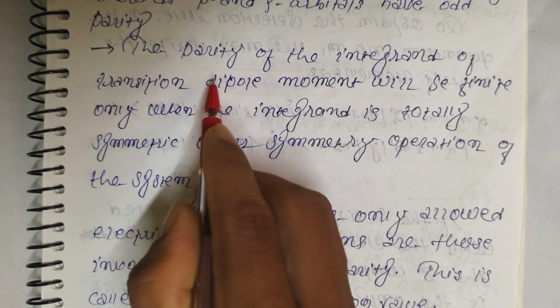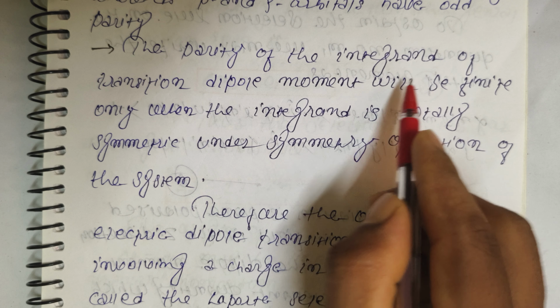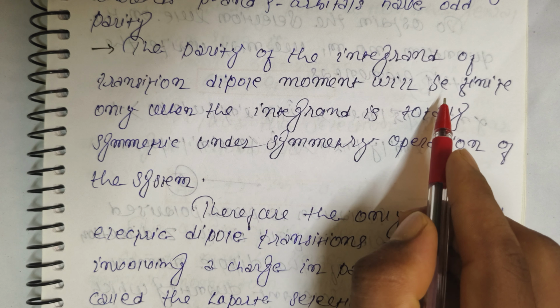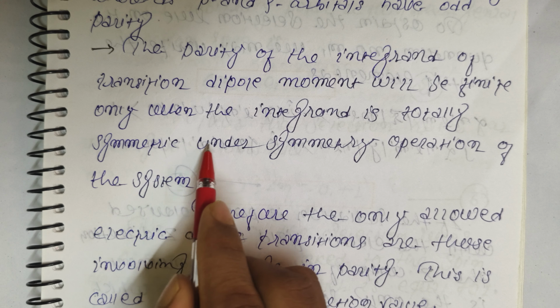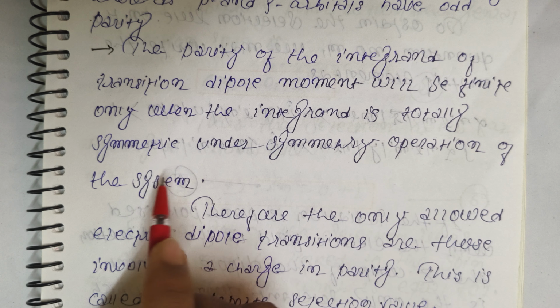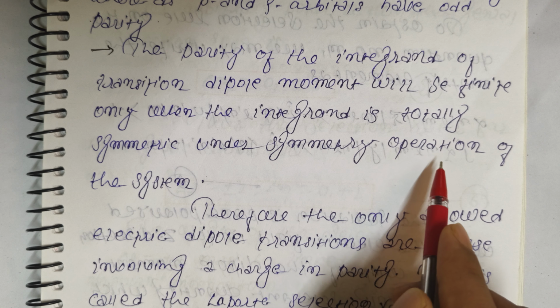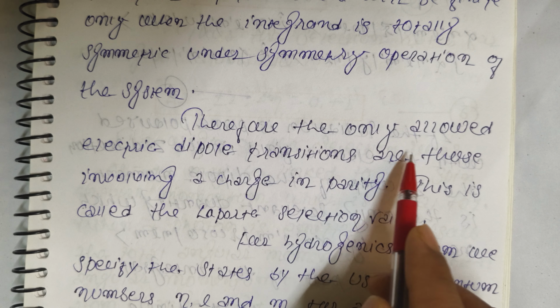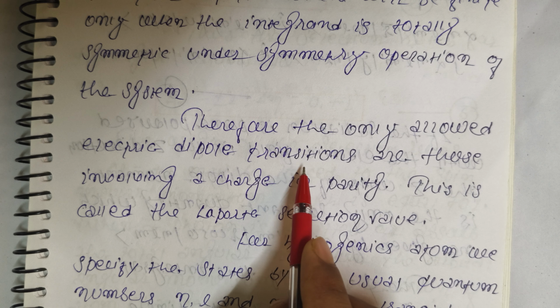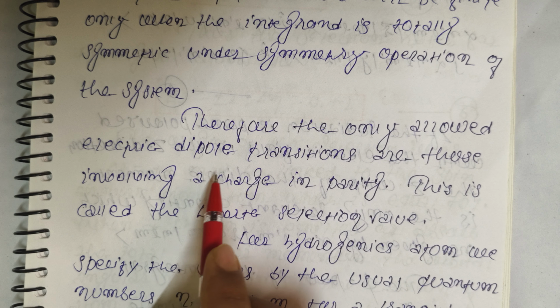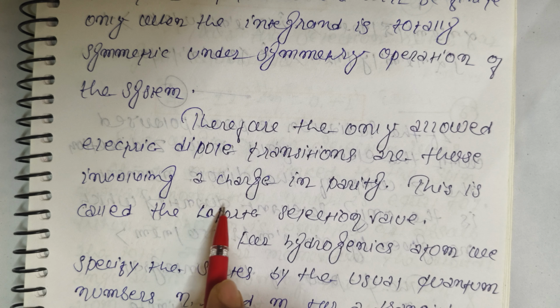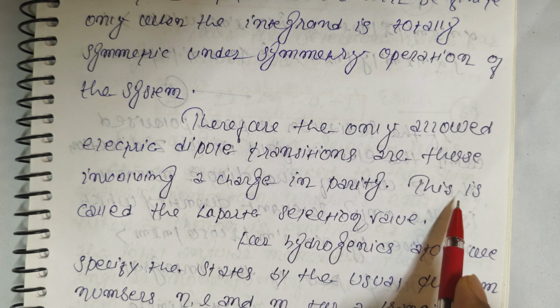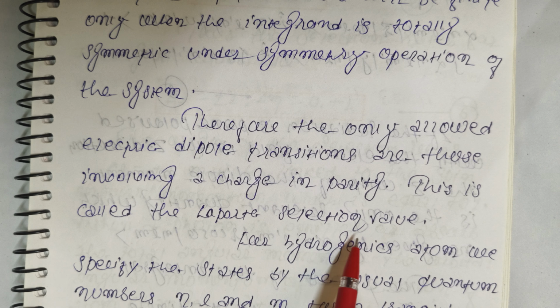Next, the transition dipole moment will be finite only when the integrand is totally symmetric under the symmetry operations of the system. Therefore, the only allowed electric dipole transitions are those involving a change in parity. This is called the Laporte selection rule.